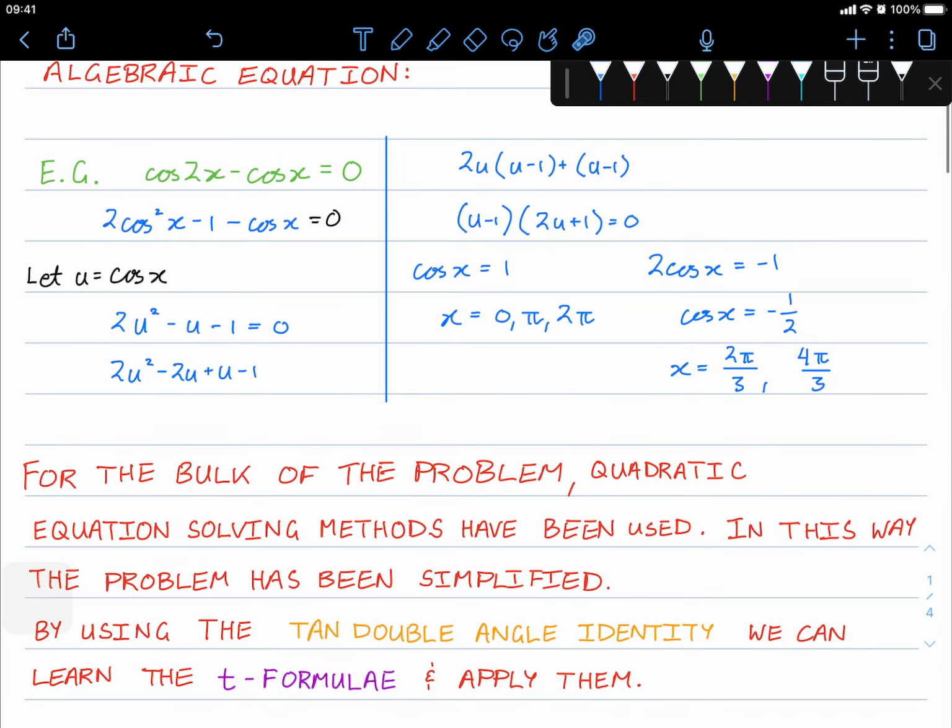Now, by using the tan double angle identity, we can learn the t-formula and apply it, which is exactly what we're going to be doing for this. We're going to be changing these into simpler algebraic equations and only having to deal with the trig portion of it at the end. So first, we need to learn the t-formula.